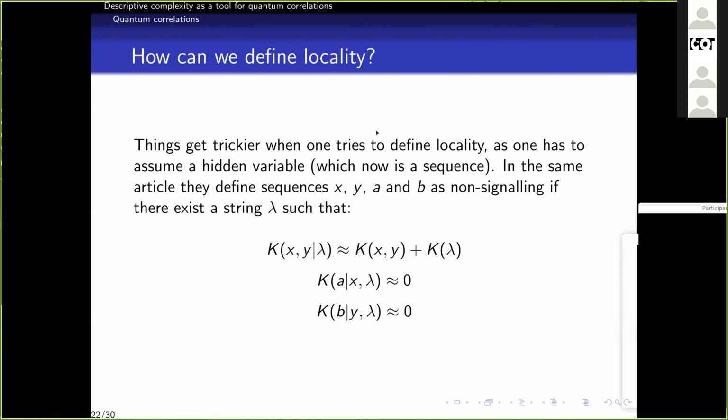But how can we define locality? To define locality, this is in the same paper as before.